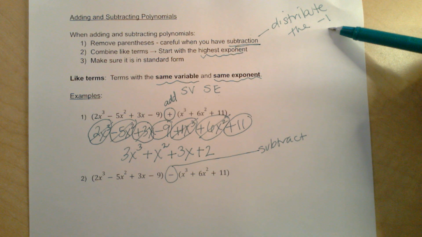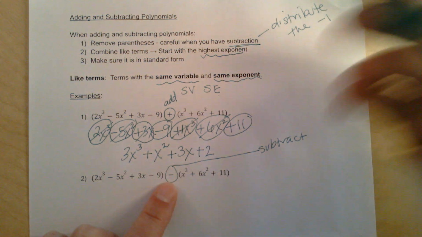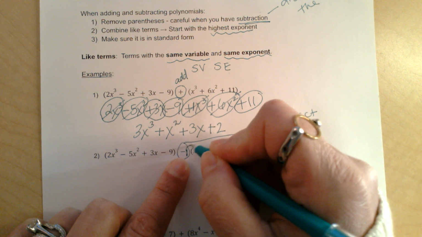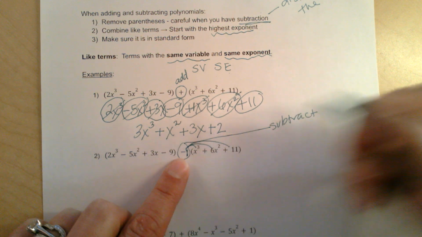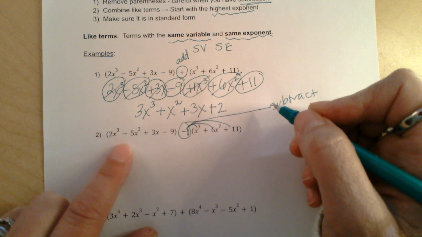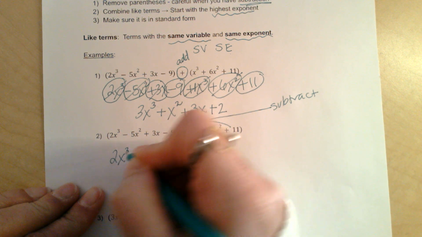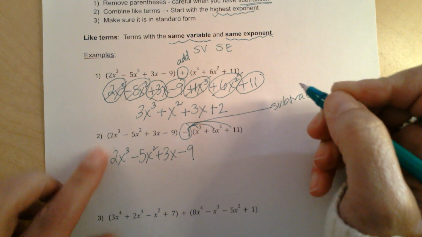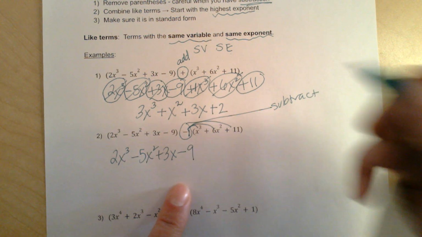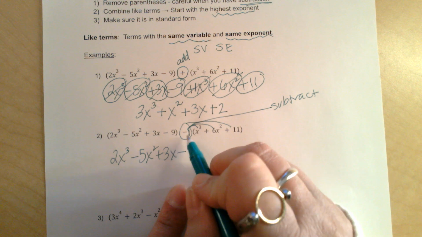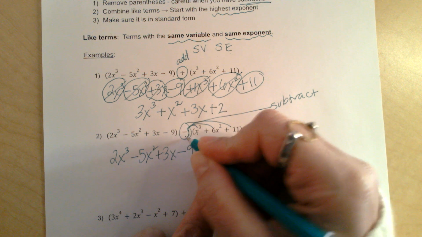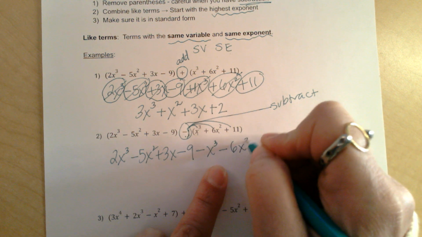And I said to be careful before when we subtract because we're going to have to distribute a -1. So this minus sign is really a -1 here. And we're going to be able to multiply everything by that -1. So first, let's get rid of the set of parentheses here. 2x cubed minus 5x squared plus 3x minus 9. Okay, so we just removed that first set. Now let's distribute this -1. -1 times x cubed is minus x cubed. -1 times 6x squared is minus 6x squared.